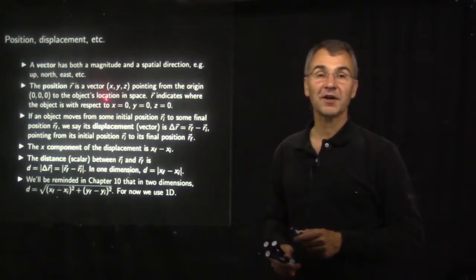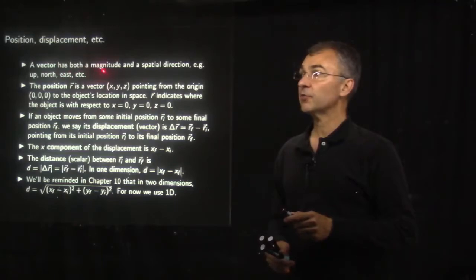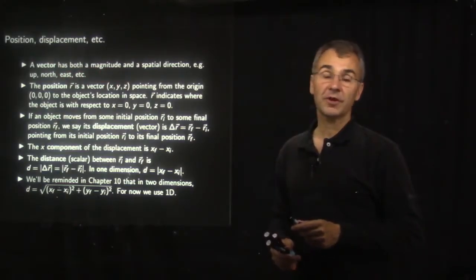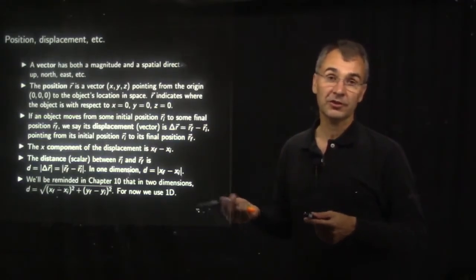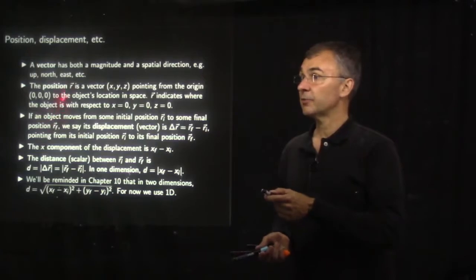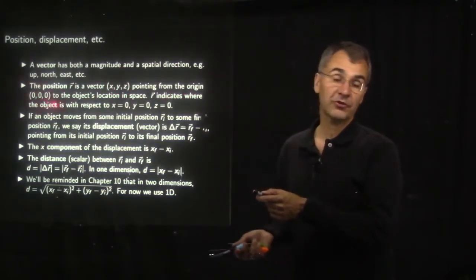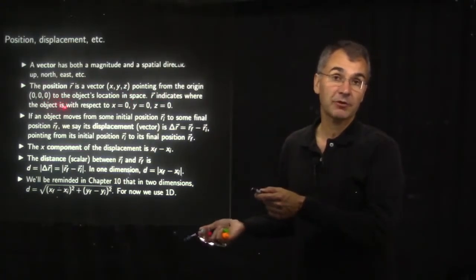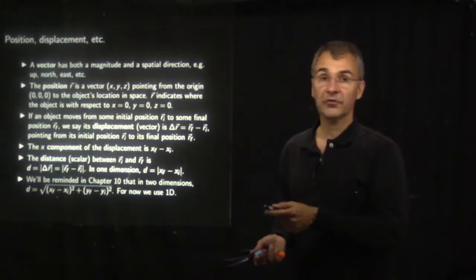Okay, here we are finally writing down some definitions. So a vector has both a magnitude and a spatial direction. We said that before, like 5 miles east, 10 meters up, and so on. The position vector is a vector x, y, z pointing from the origin, which is 0, 0, 0, or you could just say capital O, to the object's location in space. Okay, we said that before.